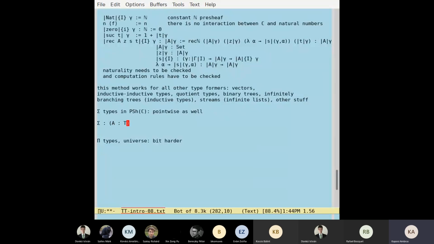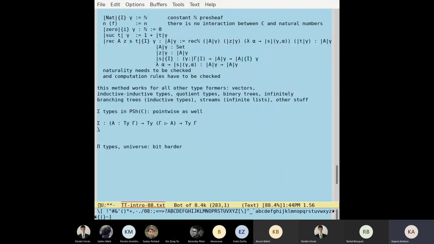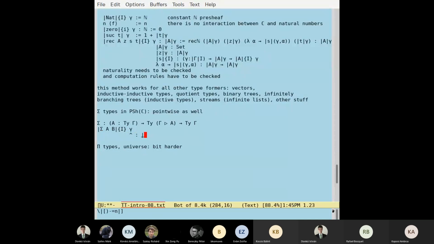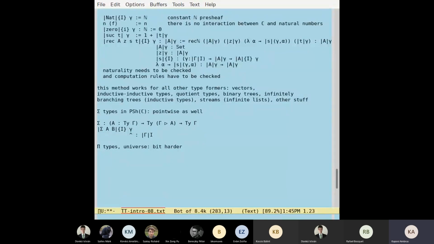So for a type A in gamma, and then a type B over gamma A, I get a sigma type in gamma. This is how sigma types are defined, and then sigma AB has two components, right? For every object I of the category, and for every gamma in gamma at that object, I need to give a set, and that set will be just the meta-theoretic sigma types. So here I use meta-theoretic natural numbers, here I use meta-theoretic sigma types.